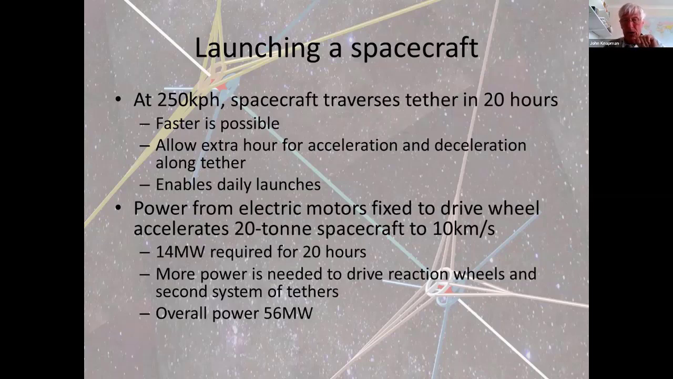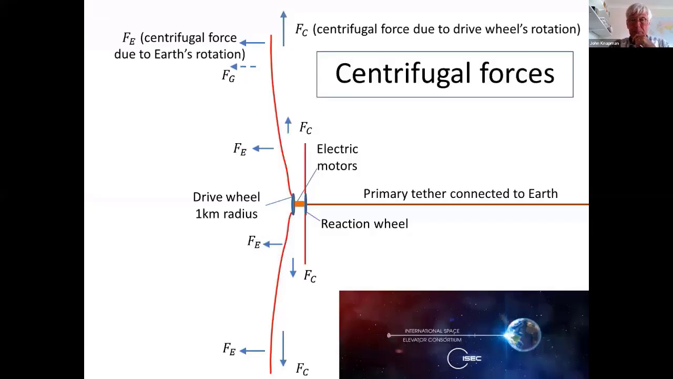But since you actually got to drive the other wheels as well in order to keep the system balanced and avoid excess speed, it needs an overall power of 56 megawatts, which is rather more, some factor times, about 5 or 6 times what we envisage for an individual climber lower down. Perfectly feasible and powered by solar panels.